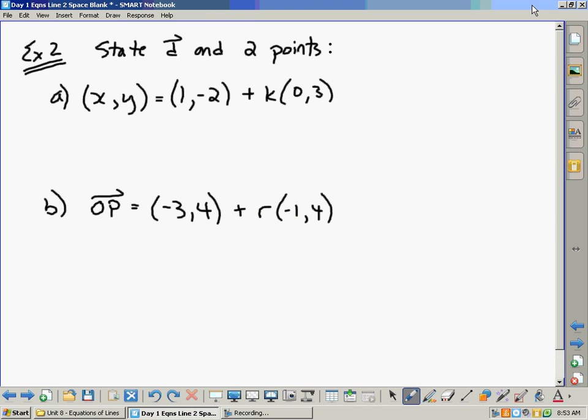first off, let's see if you can figure out what form of the equation this is. So the first one is A: (x, y) equals (1, negative 2) plus k(0, 3). So what type of equation is that?